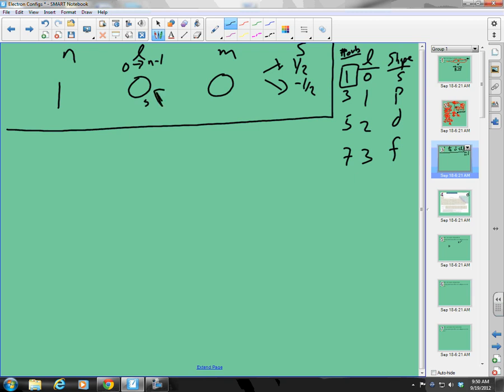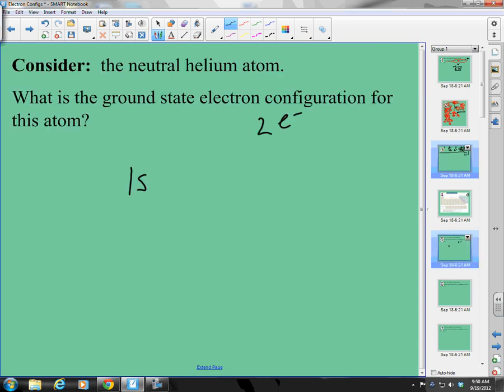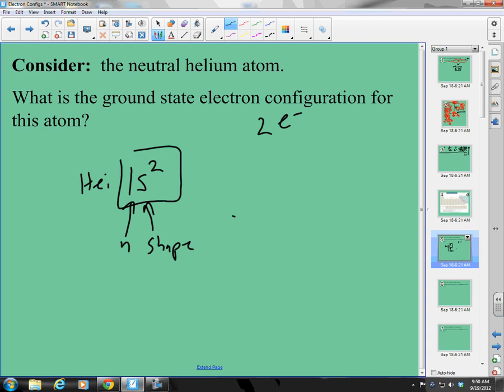So here's my s orbital. It has 1 orientation. How many electrons can fit there? 2. So can I say 1s2 for my helium? Yes, I can. I can say 1s2. Great. And that would be my helium because that says I have an energy level of 1, that my shape is an S, meaning it's a sphere, and how many electrons do I have there? 2. Oh, great. That's exactly what we have.